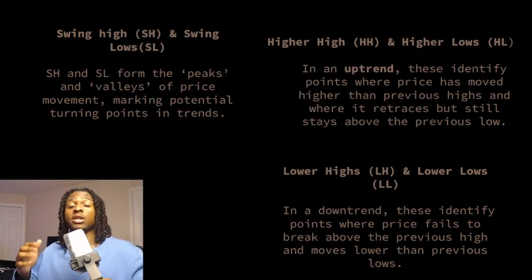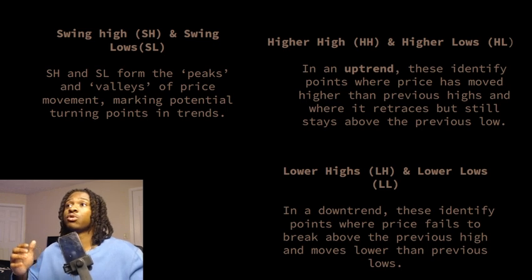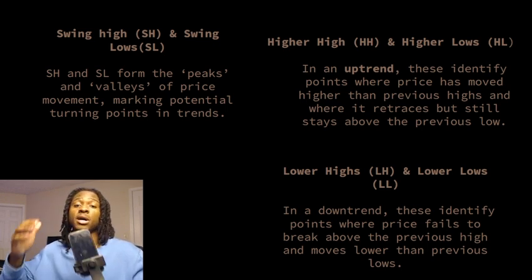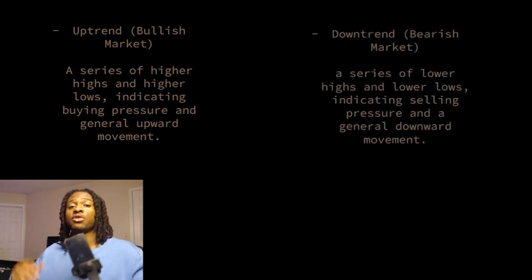In an uptrend, these identify points where price has moved higher than previous highs and where it retraces but still stays above previous lows. Now put these together, you're going to get your uptrend, which is your bullish market, a series of higher highs and higher lows indicating buying pressure and general upward movement. Now opposite of that, you have your downtrend or your bearish market. This is a series of lower highs and lower lows indicating selling or general downtrend movement.